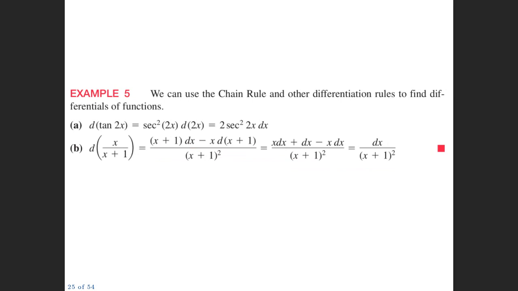because by the sum rule, d of (x plus 1) is the same as d of x plus d of 1. But d of 1, the derivative of 1, is just 0. So that's just d of x. We get x dx plus dx minus x dx on the top, which is just dx.